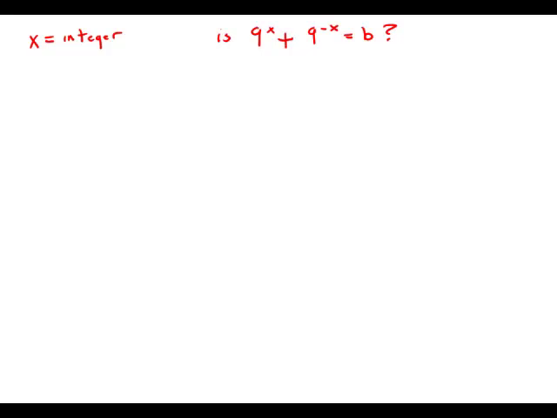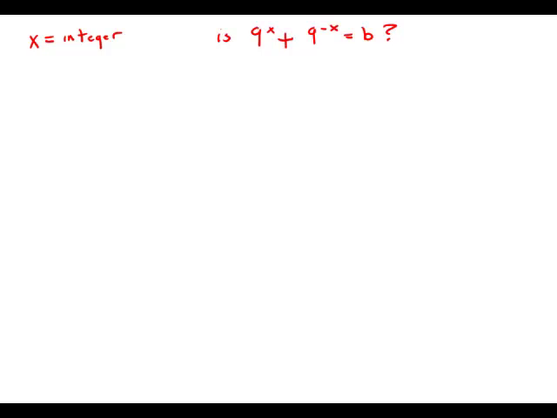If x is an integer, is 9 to the x plus 9 to the negative x equal to b? So in order to know whether this equation is satisfied or not, we'd need to know about values of both the variable x and the variable b.